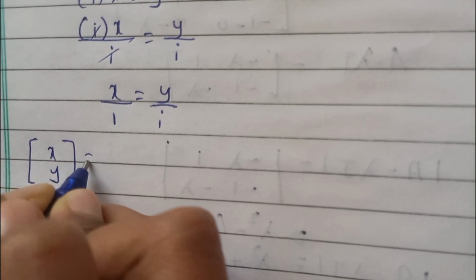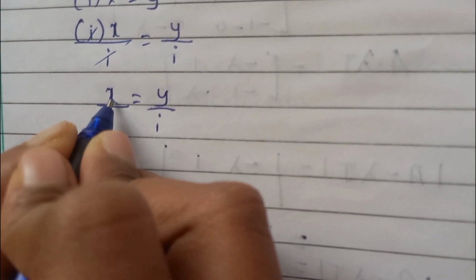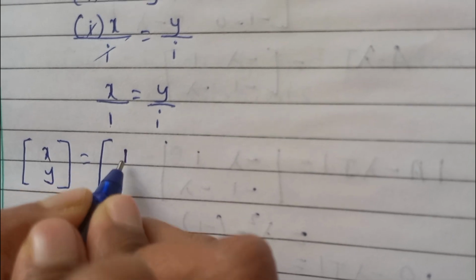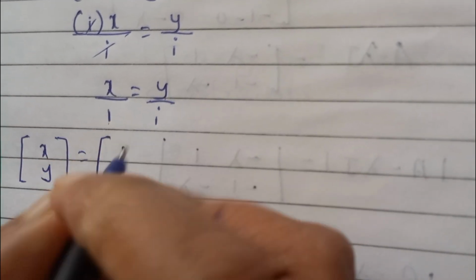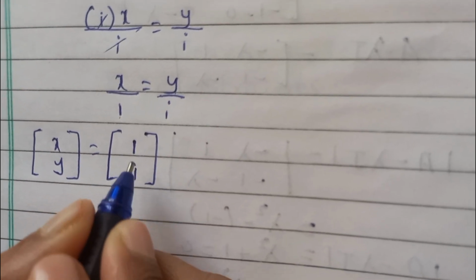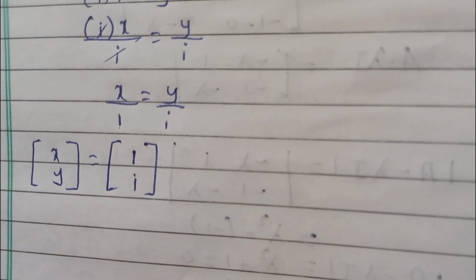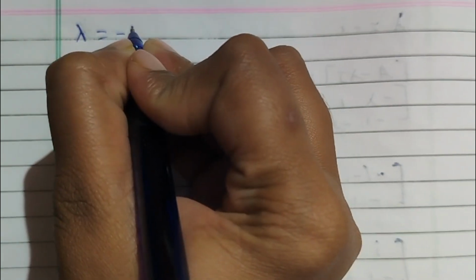Here 1 is there. Then we write the eigenvector xy, which is equal to, the value of x is the denominator of x. The denominator is 1, so the x value is 1. For the y value, the denominator is i, so the y value is i. We get one eigenvector, that is 1 and i. Now we are finding the second eigenvector for the eigenvalue lambda equal to minus i.